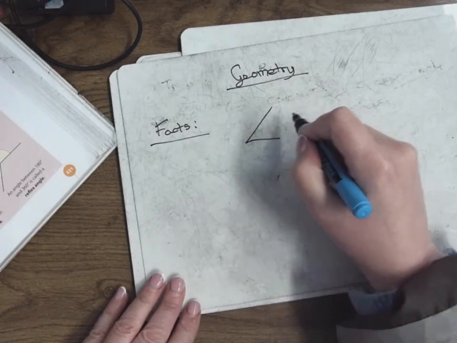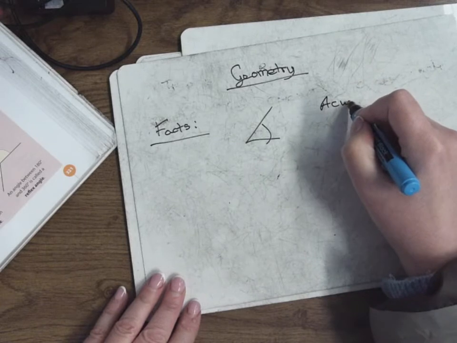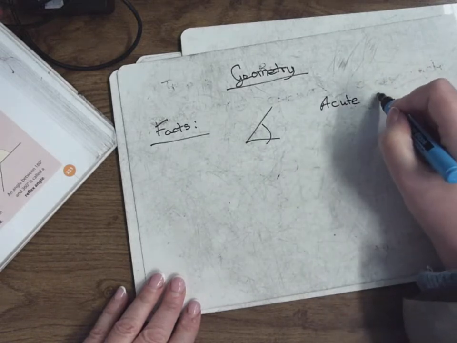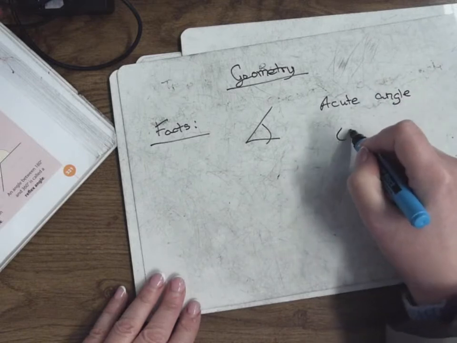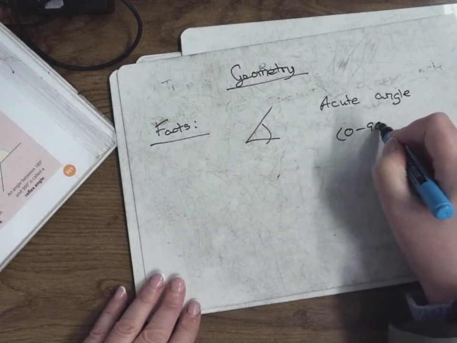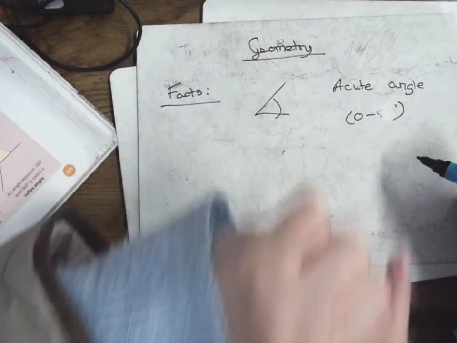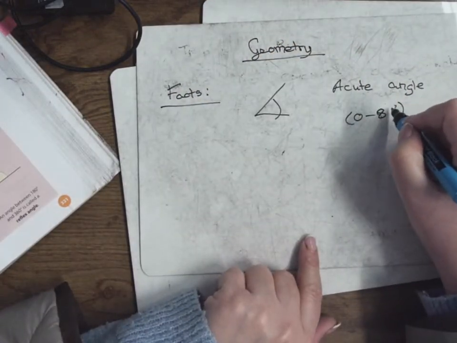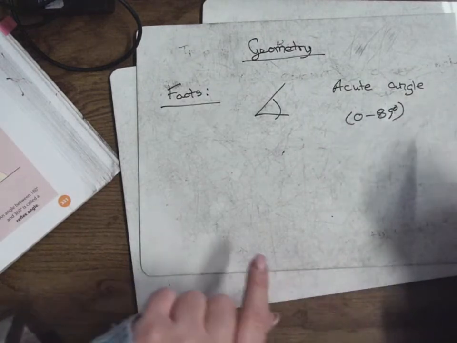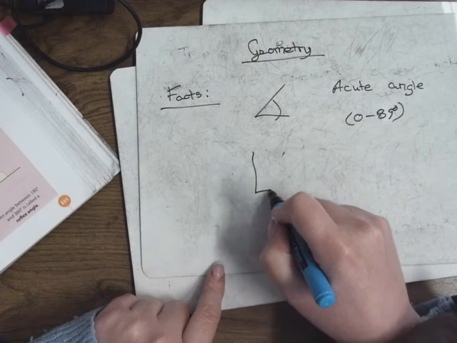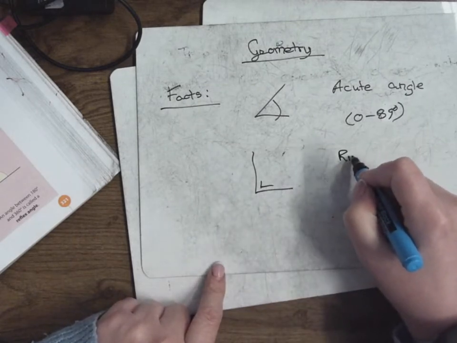First off, types of angles. If an angle is between 0 and 90 degrees, it's called an acute angle. Actually, it's between 0 and 89. So 0 to 89 is an acute angle. Then if it is exactly 90, it's called a right angle.